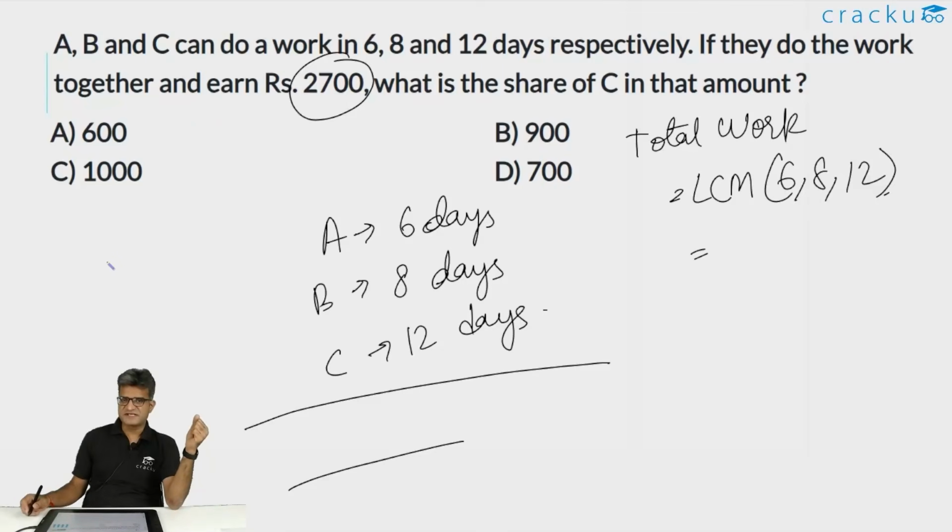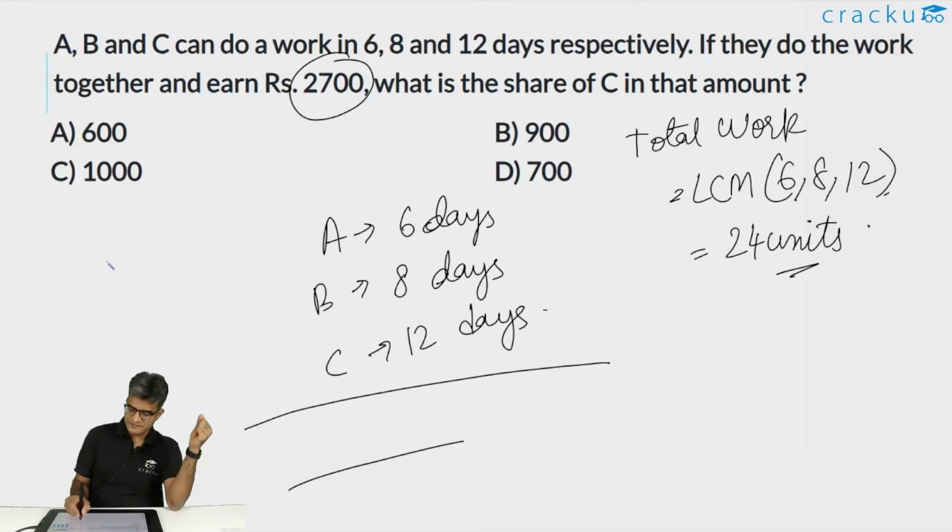What is the LCM of 6, 8 and 12? That is 24. So let us assume that the total work that needs to be done is 24 units. A takes 6 days to complete 24 units of work. So in one day he does 4 units of work. B takes 8 days to do 24 units of work. So in one day he does 3 units of work. C takes 12 days to do 24 units of work. So in one day he does 2 units of work.